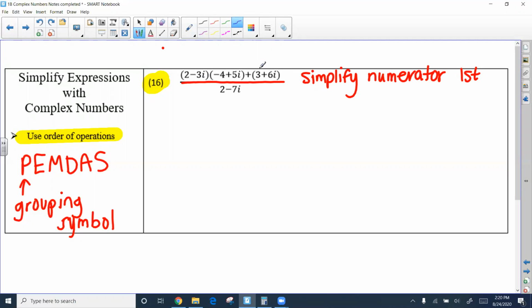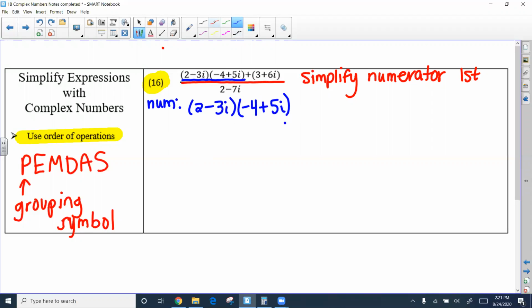So in the numerator, I have two operations. I have multiplying right here, and I have adding. So in the numerator, I first would do the multiplying. Okay, so this is just first working with the numerator. So I'm multiplying 2 minus 3i times negative 4 plus 5i.